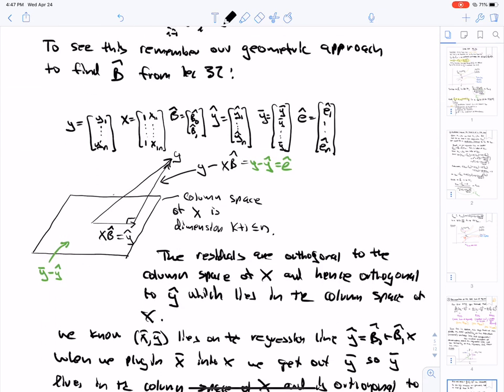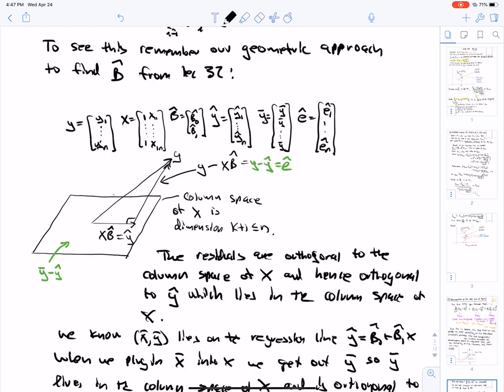So here we are in our statistical model for the simple linear case. y, x, beta hat, y hat, y bar, e hat are all vectors as shown. And in this case, k is 1, so we have at least 2 observations, so n is greater than or equal to 1 plus 1. And y is sticking outside of the column space for x.